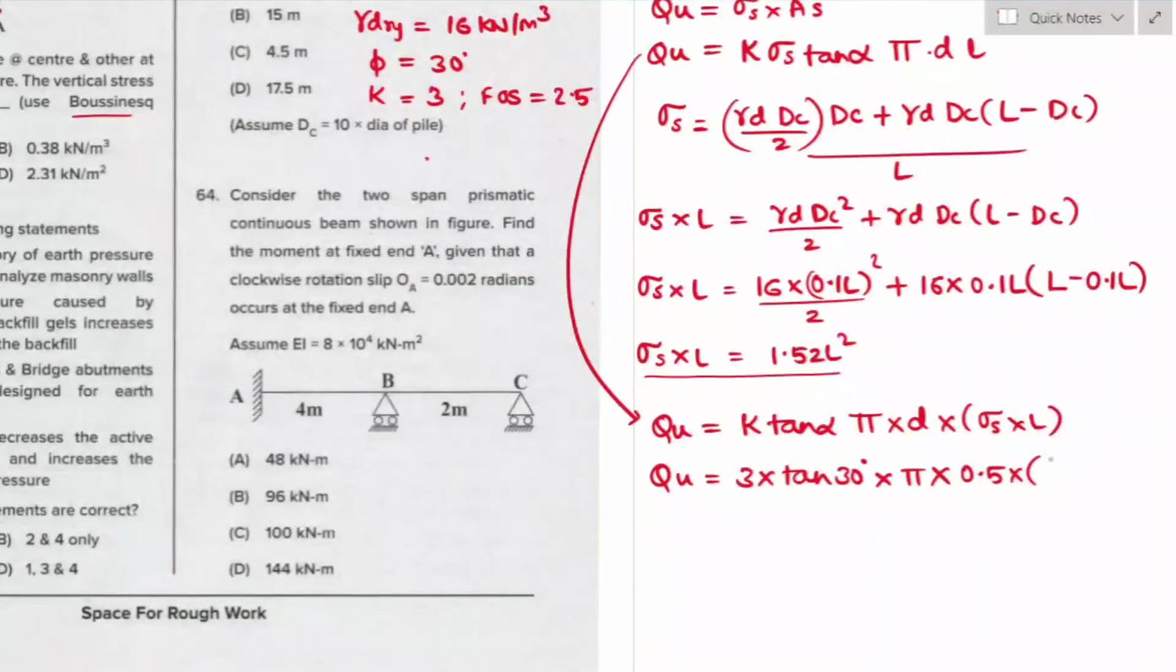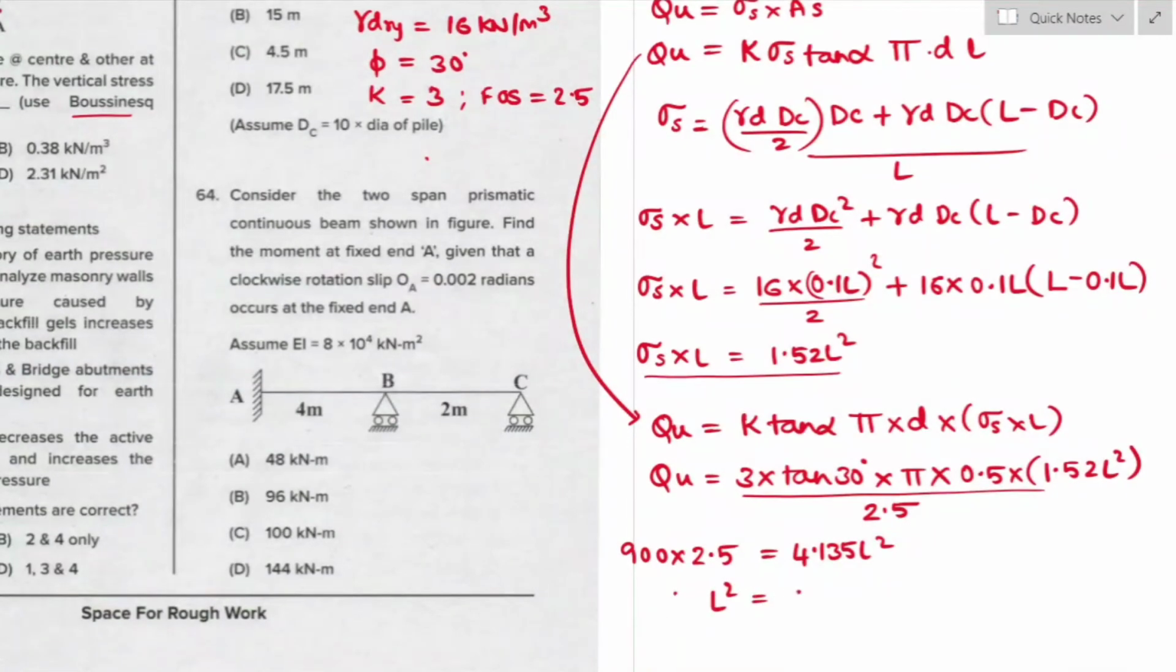Stress into length is 1.52 L square divided by a factor of safety of 2.5. Therefore, ultimate capacity is 900 multiplied by factor of safety 2.5, which is equal to 4.135 L square. Therefore, L square is equal to 900 into 2.5 divided by 4.135. Therefore, L is equal to 23.32 meter.